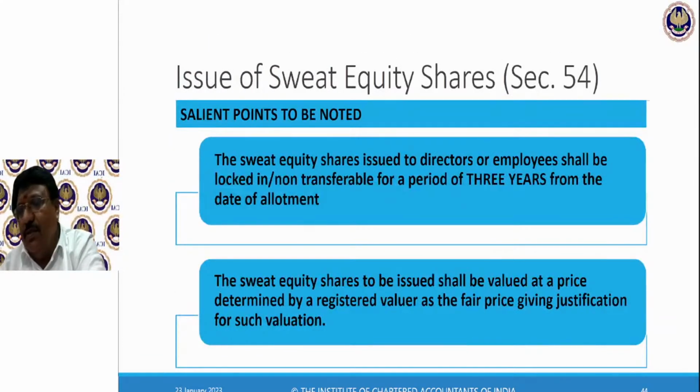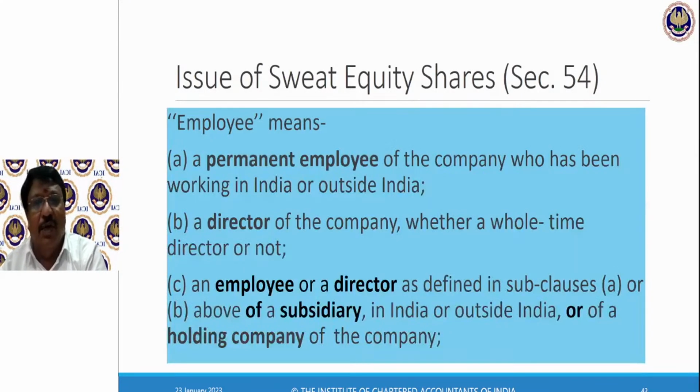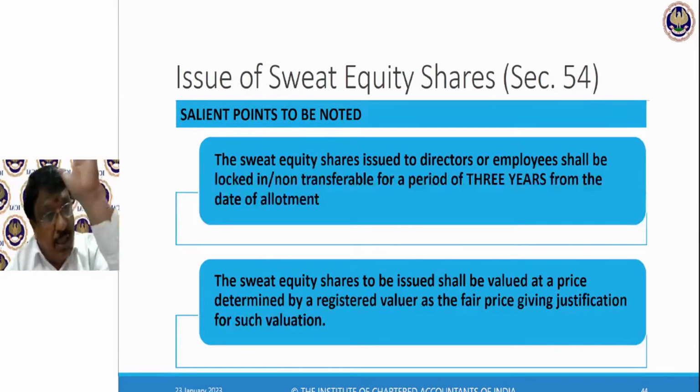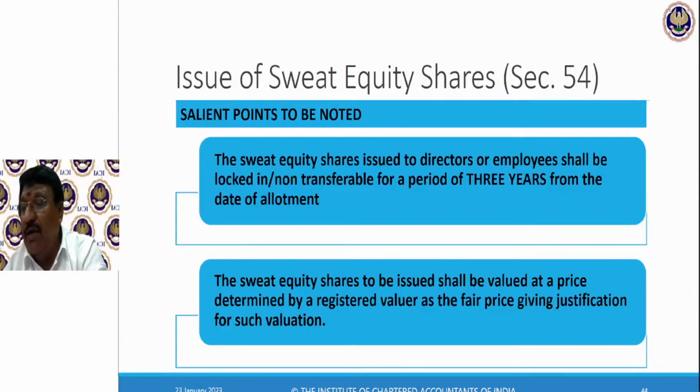So this is regarding your sweat equity shares. One more point, difference between sweat equity shares and ESOP shares. ESOP shares may not have a lock-in. There may or may not be a lock-in. But sweat equity shares, there is a lock-in of 3 years straight away.